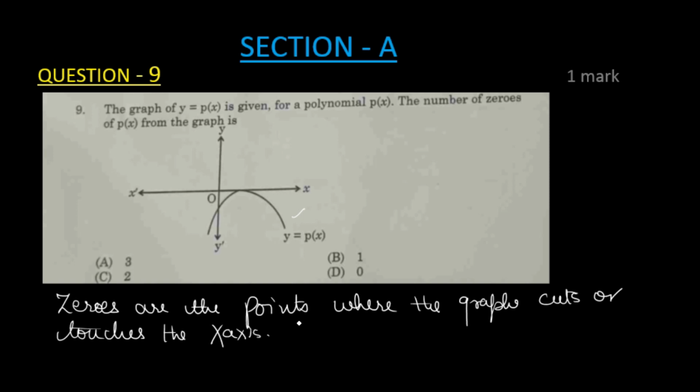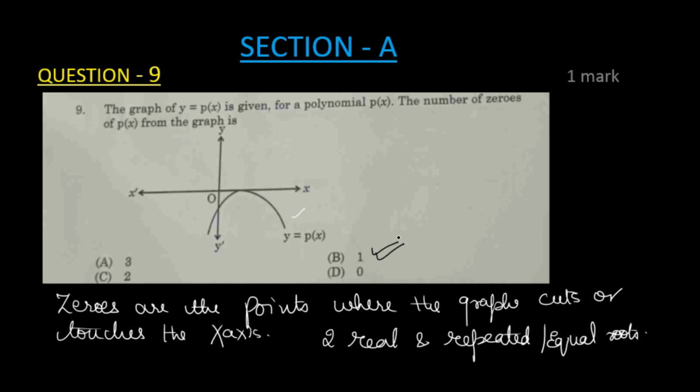So here we see that the graph of p of x is actually touching the x-axis only once, and hence it has got only one root. Basically, a quadratic equation always has two roots. So in this case, there are two real and repeated or equal roots. Since the roots are equal, we say that this particular graph has got 1 zero. The terms zeros and roots are used interchangeably. So here the answer is 1 zero.